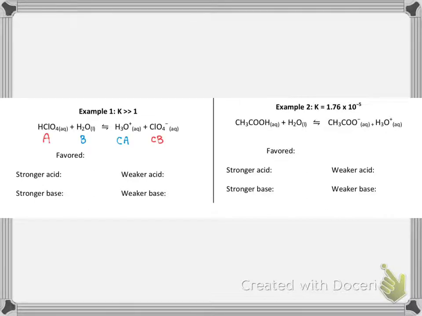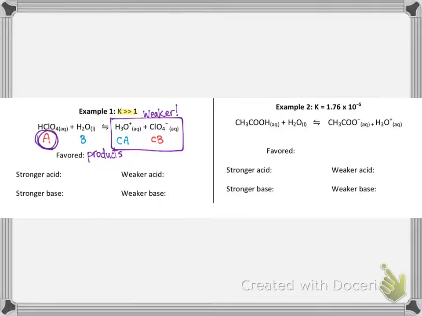Okay, so notice they are telling us for this example, K is much, much bigger than 1. So hopefully you realize that means this is a product-favored reaction. Well, we know if the products are favored, these must be the weaker of the 2 acids and bases. So it asks us to identify the stronger acid and the weaker acid. Well, there are 2 acids, right?